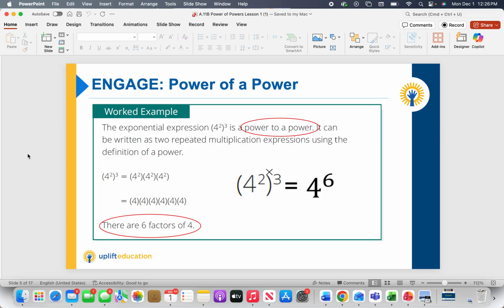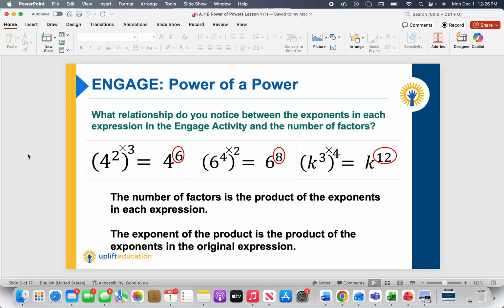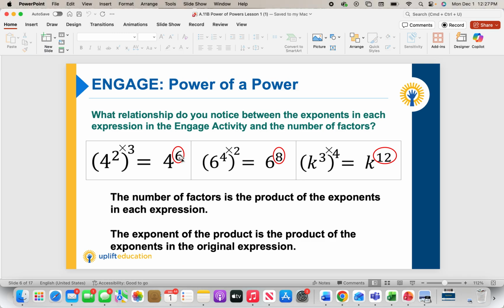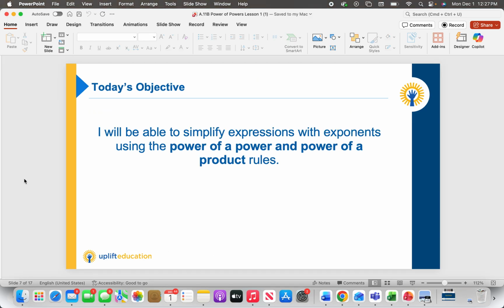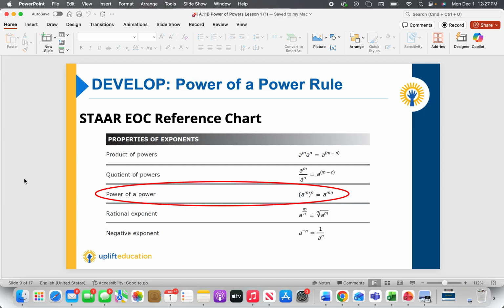I know, that can be a mouthful. So let's look at a few more examples. As we can see, we did 4 squared to the third power. We have 6 to the fourth to the second power. And then we have 3 to the fourth power as well. All right, and we multiply those exponents. This is the power of a power rule. It's also located on your reference chart.